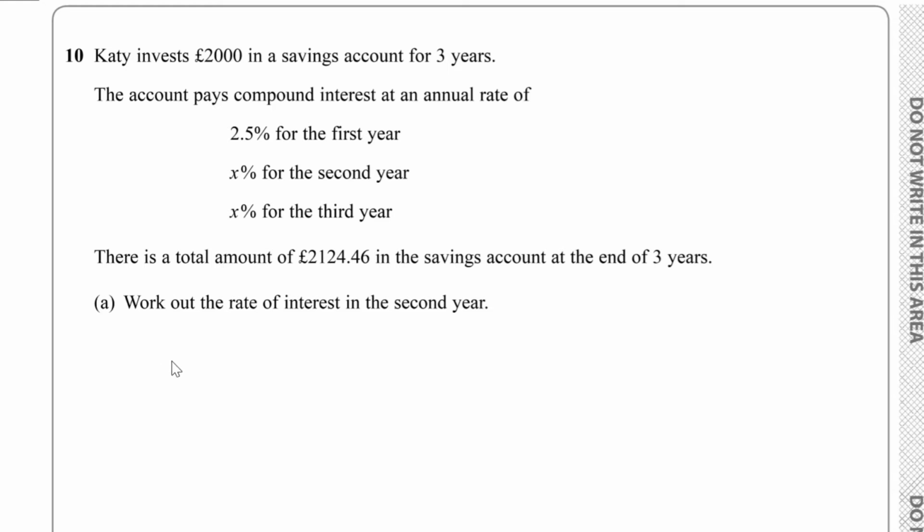So, a couple of ways to think about this. We've got the original amount, 2,000, and the interest in the first year is 2.5%. So we multiply by 1.025. So this is the amount for the first year.